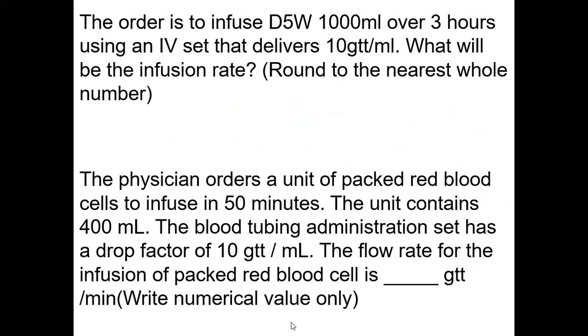Okay, the second order is the physician orders red packed blood cells to infuse over 50 minutes. The unit contains 400 mLs and the tubing administration set has a drop factor of 10. The flow rate for the infusion of red packed blood cells is how many drops per minute? So again, for drops per minute, you need the total volume in mLs. And in this case, we have 400 mLs. We need the total time in minutes. And in this case, it is in minutes and it's 50 minutes. And then we need the drop factor, which is 10.